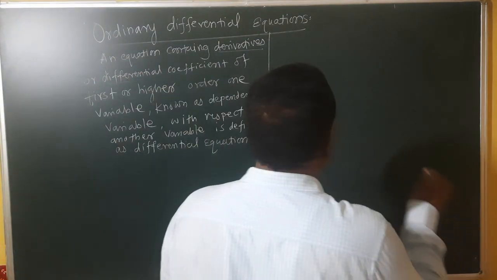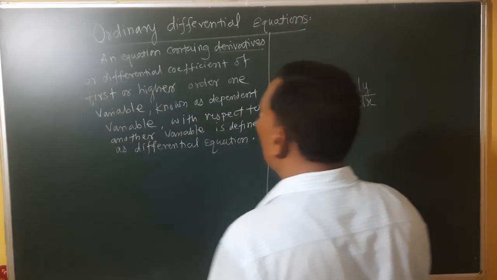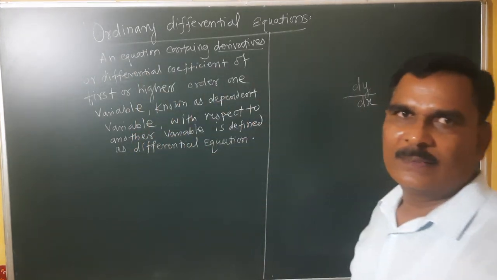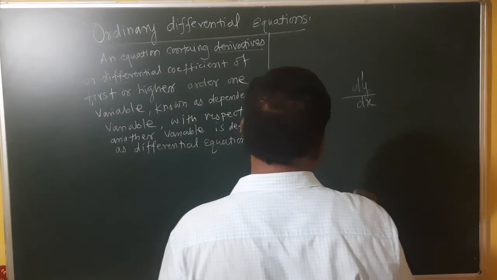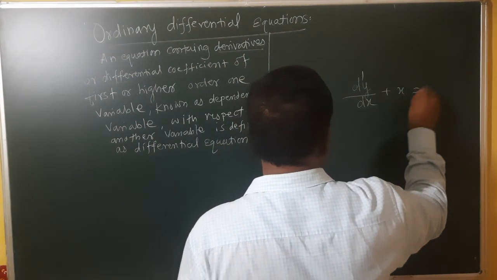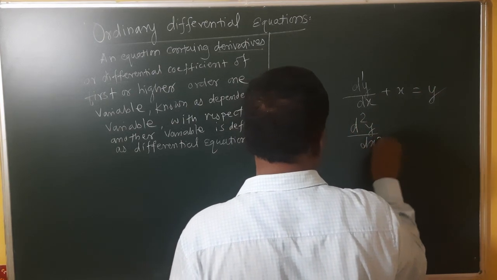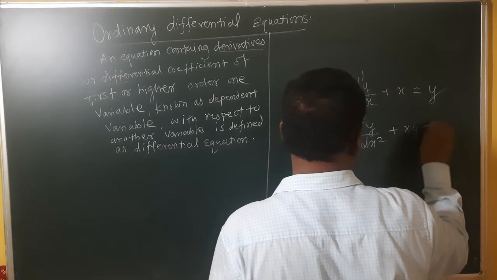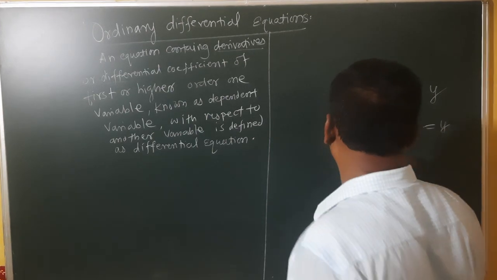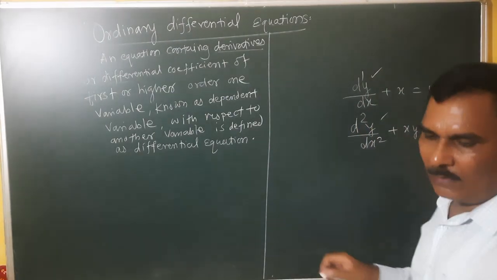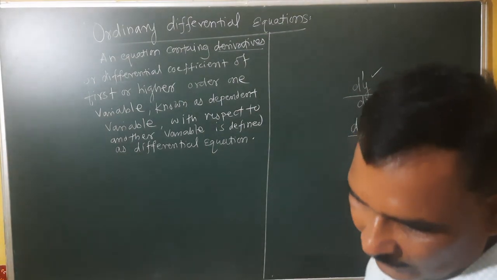An equation containing derivatives. What is a derivative? Say dy by dx, or a differential coefficient of first or higher order. This is first order. Higher order is d2y by dx square plus xy equals y. Means we have first order derivatives or second order derivatives to consider.